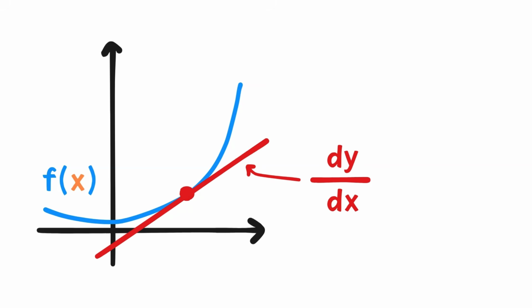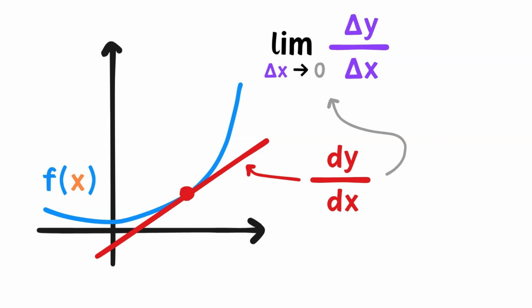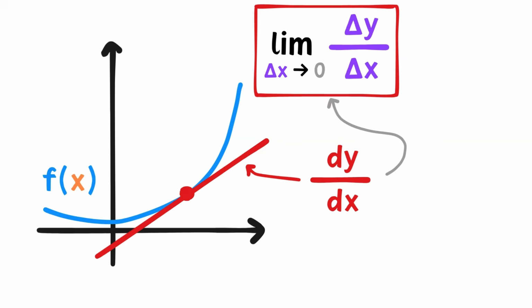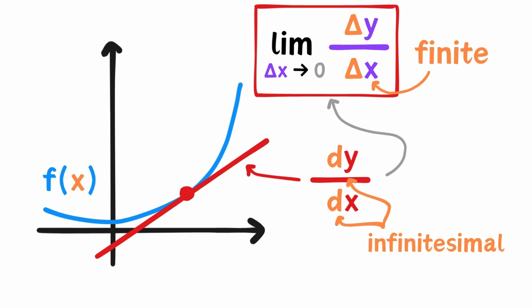Remember, we define the derivative using limits. It's the limit as the change in x approaches 0 of the ratio the change in y over the change in x. That becomes dy over dx, the rate of change of y with respect to x using infinitesimally small changes. Just like the delta sign is a finite change, the d is an infinitesimal change. So dx is a tiny change in x, and dy is a matching change in y.